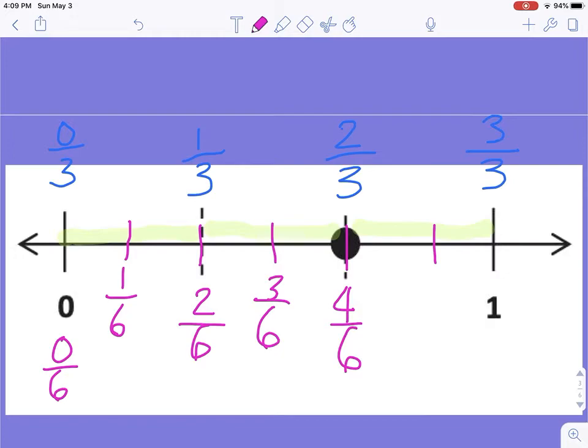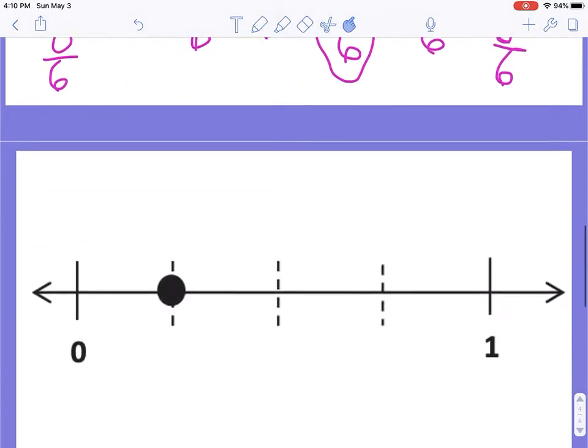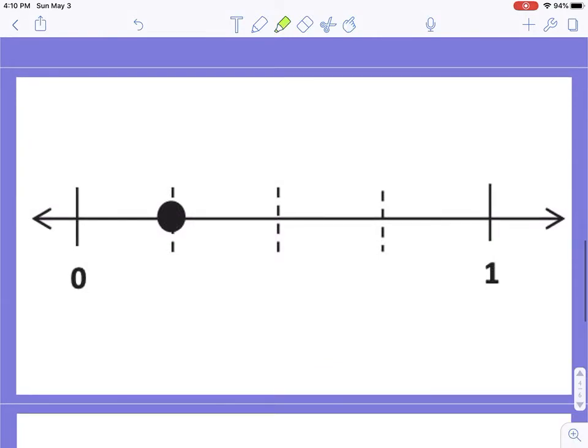4/6, 5/6, and 6/6. Okay, 2/3 and 4/6 fall on the black dot. That's where they go on the number line, and that also means they are equivalent or equal. Okay, now again, I'm counting the sections, not the lines.